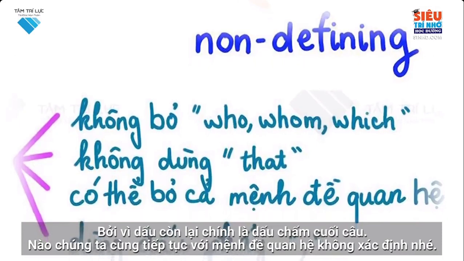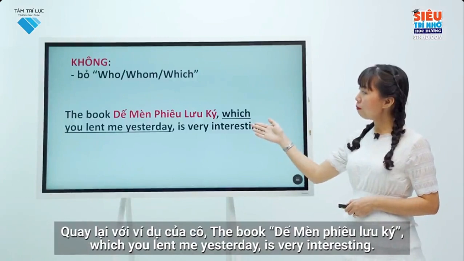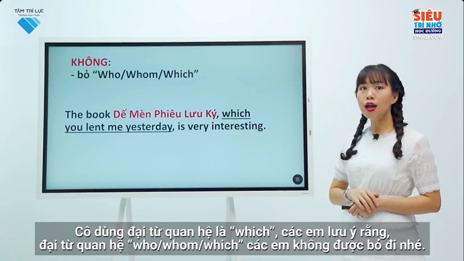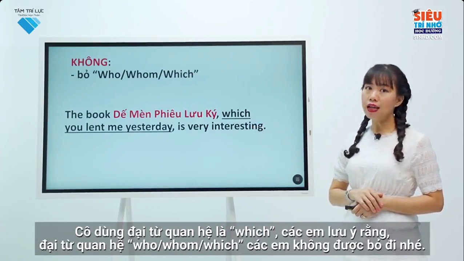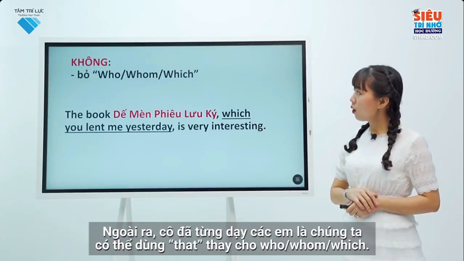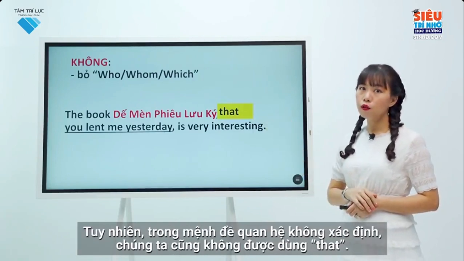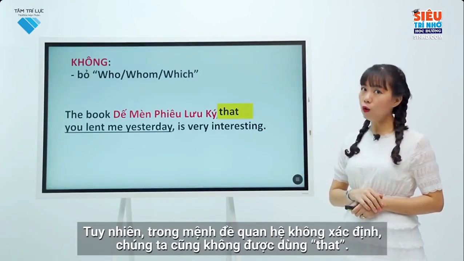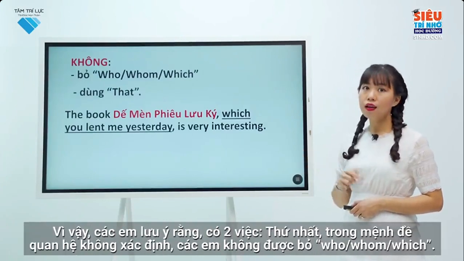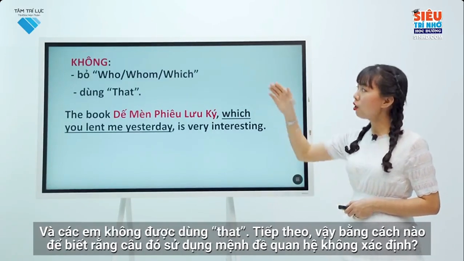Let's continue with non-defining relative clause. Back to my example, the book, Giấy mèn phiêu lưu ký, which you lent me yesterday, is very interesting. I use the relative pronoun which. Please notice that the relative pronouns who, whom, which cannot be omitted. Besides, I have taught you that we can use that instead of who, whom, which. However, in non-defining relative clause, we cannot use that. Please notice 2 things. First, in non-defining relative clause, you cannot omit who, whom, which, and you cannot use that.